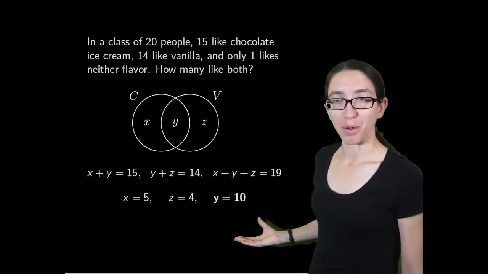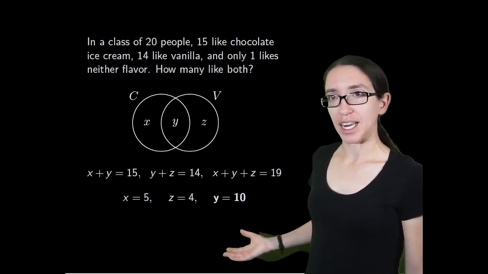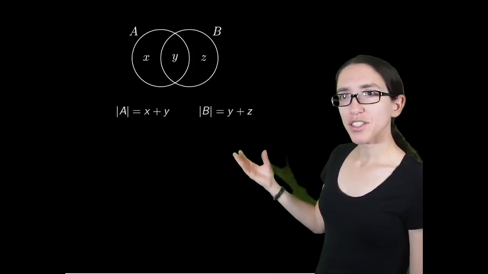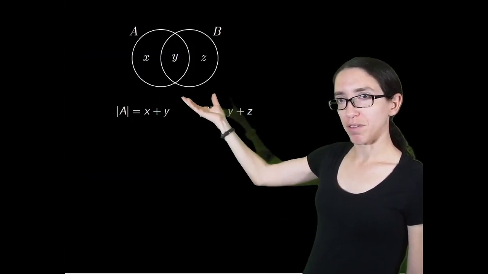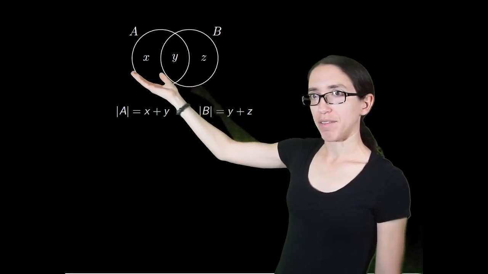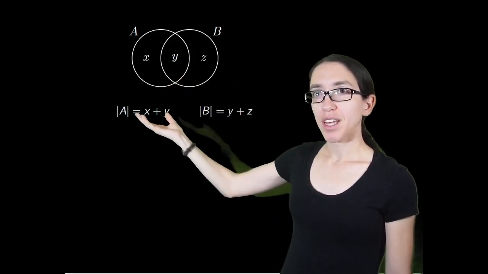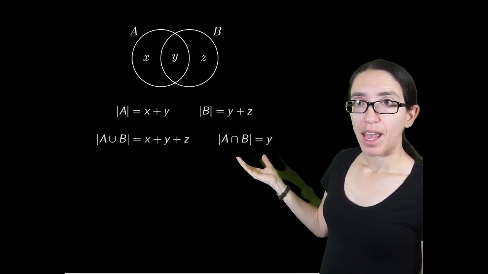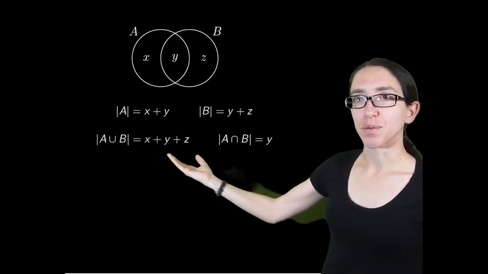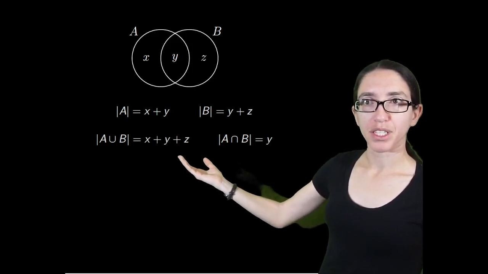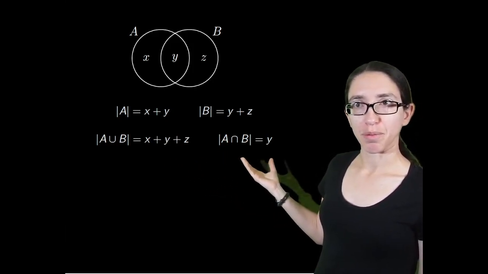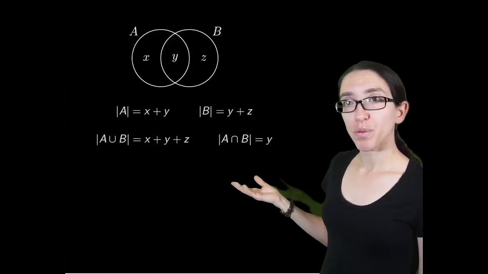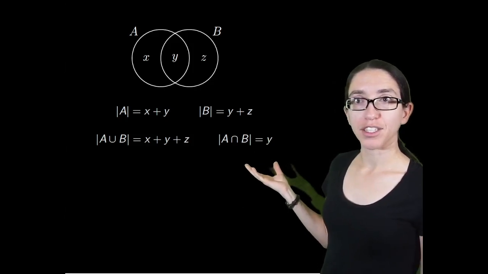There are 10 people who like both chocolate and vanilla in this setup, and we didn't need any fancy principle, we just needed a Venn diagram, a little bit of set theory, and a little bit of logic. So let's talk about this setup in general. If we have a Venn diagram, A and B, and we have the numbers X, Y, and Z as before, the size of the set A, the cardinality of A, is X plus Y, the size of B is Y plus Z, and the size of the union of A and B is what also came up in the problem, which was X plus Y plus Z, and A intersection B is just Y. So we had union and intersection in the last video, and that's one way we can phrase this problem in terms of finding the intersection between two sets.